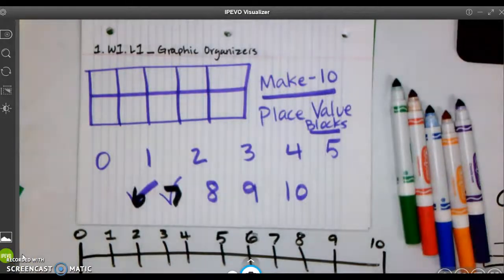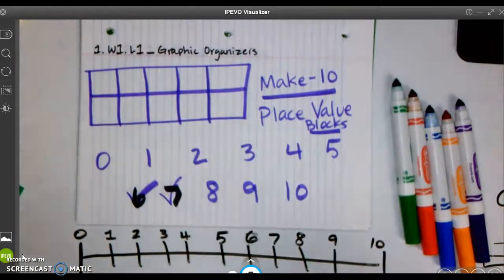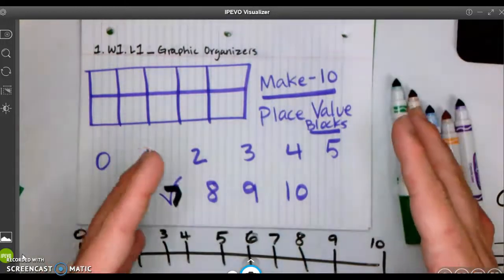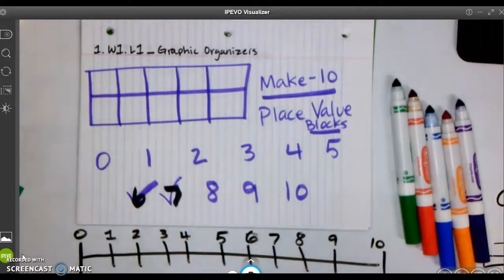Alright class, if you're watching this video, we might need just a little bit extra help making those graphic organizers. And again, those graphic organizers are just a fancy way of saying how we're putting our information together so we can remember it easily. So let's go ahead and go over again. We're representing numbers up to 10. And remember, representing means to show, illustrate, draw a picture of. You're going to show me how many something is.